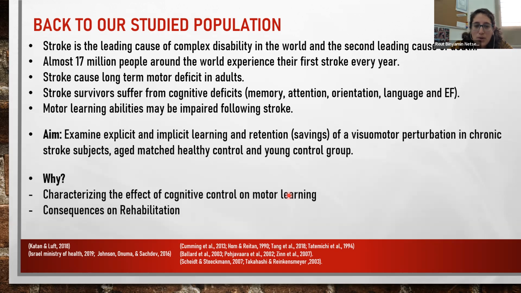And why do you want to do that? First of all, we wanted to characterize the effect of cognitive control on motor learning. And second, we wanted to understand the consequences on rehabilitation, which is very important for me as a therapist.